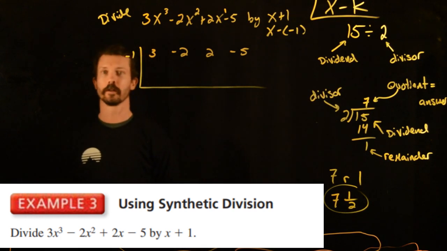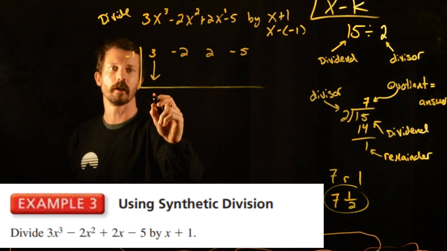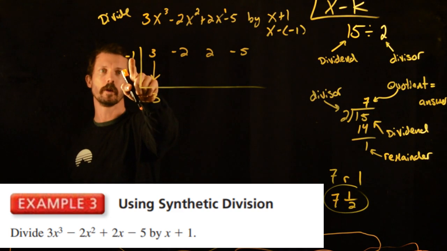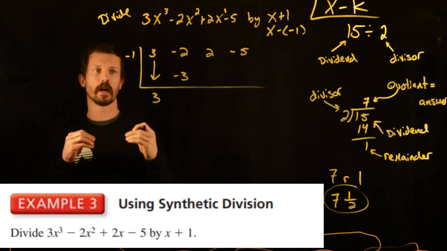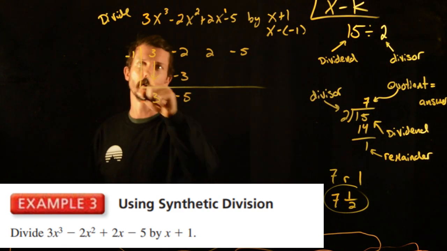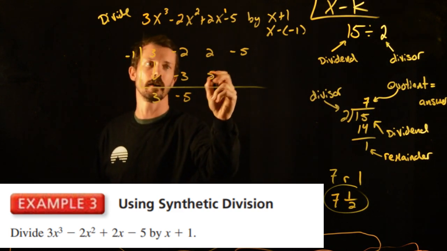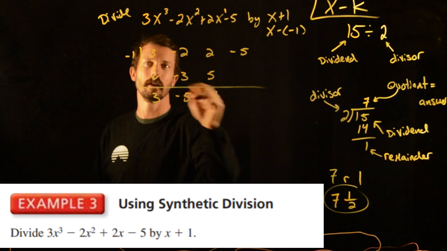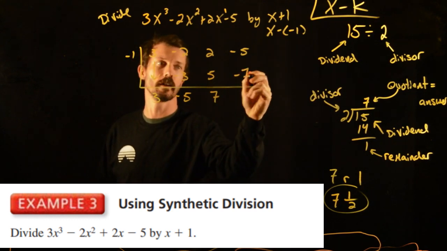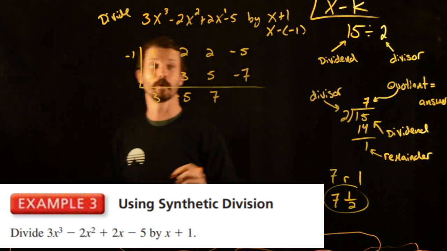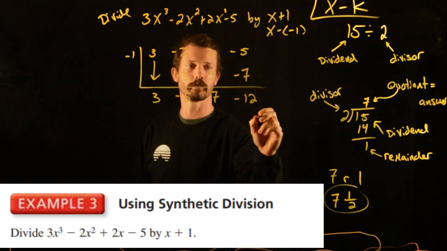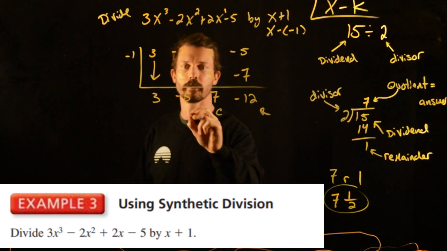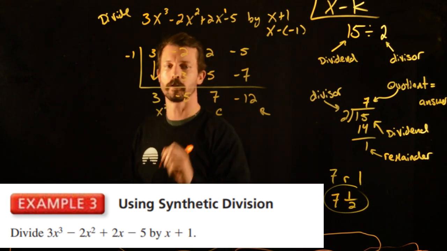Now, what was the first step? That's right, bring down this guy. What was the second step? That's right, multiply negative 1 times 3, which is negative 3. And then from here, we're going to combine those. You get negative 5. Negative 1 times negative 5 is 5. What are we going to do? Combine those. Good. Negative 1 times 7 is negative 7. And then negative 5 plus negative 7 is negative 12. So we do have a remainder. So remember, this is your remainder, constant, x, x squared.